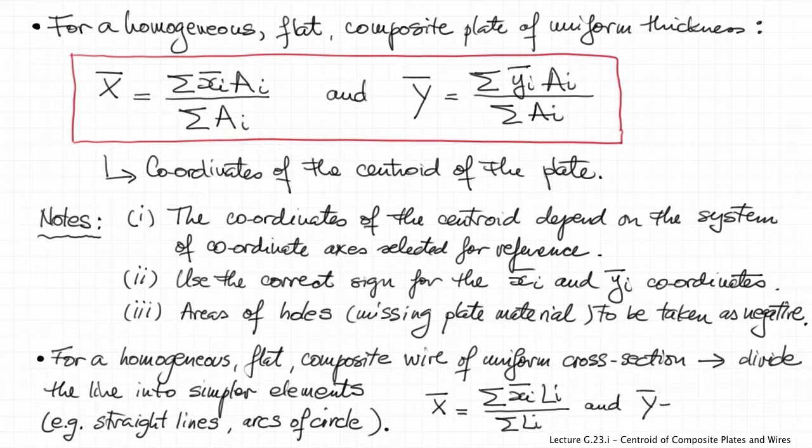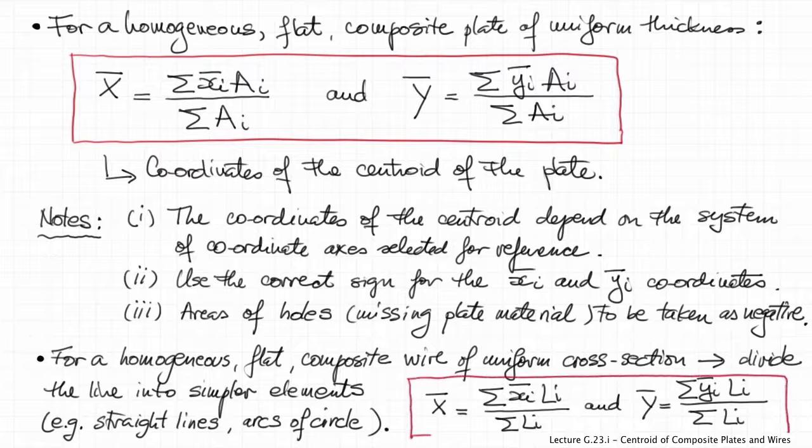So the sum of xi bar Li divided by the entire length of the wire will give us capital X bar, and the sum of yi bar Li divided by the entire length of the wire will give us the y coordinate of the centroid of the line or wire. So that's basically the theory. That's what we're going to apply in future problems, and in the next lectures we will look at a couple of examples to see how we can apply this theory.